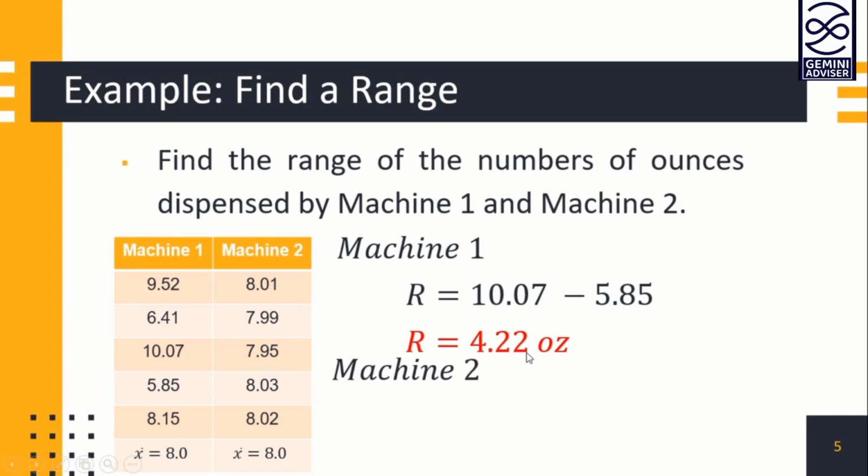For machine number 2, get the highest value, and that is 8.03, and the least value here is 7.95. Then subtract: 8.02 minus 7.95, and that is 0.08 ounces.